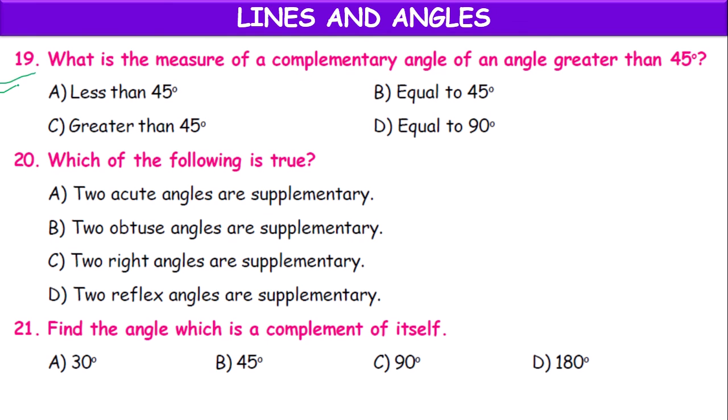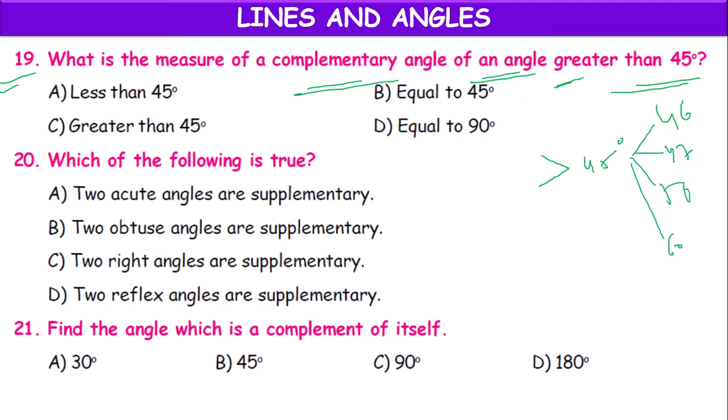Next, the 19th question. What is the measure of a complementary angle of an angle greater than 45 degrees? If one angle is greater than 45 degrees, we can take values like 46, 47 or 50, 60. These are all greater than 45 degrees. So then what about their complements?